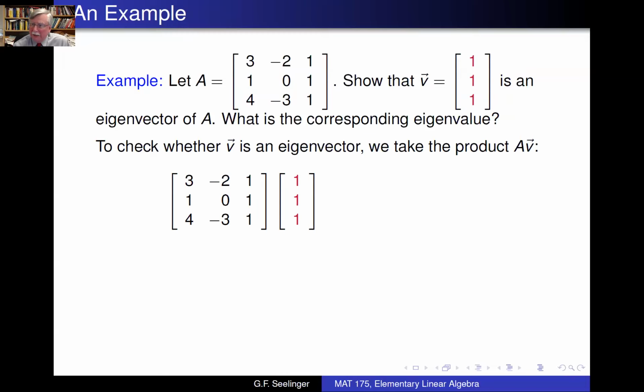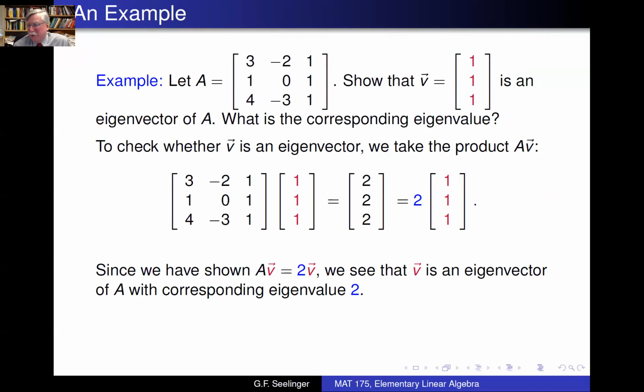And so all we're doing is saying, okay, we want to multiply A times (1, 1, 1). So we go ahead and take this matrix vector product. When we do that, we get (2, 2, 2) as the answer. Okay. So (2, 2, 2) is really 2 times the original vector, (1, 1, 1). So we have (1, 1, 1) as an eigenvector, because when I multiply by the matrix, I just get a multiple of that vector. And the eigenvalue is whatever that multiple is. So in this case, the corresponding eigenvalue is 2.